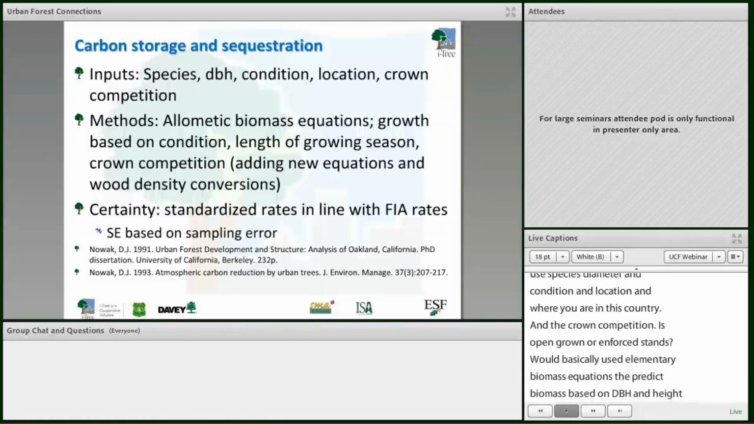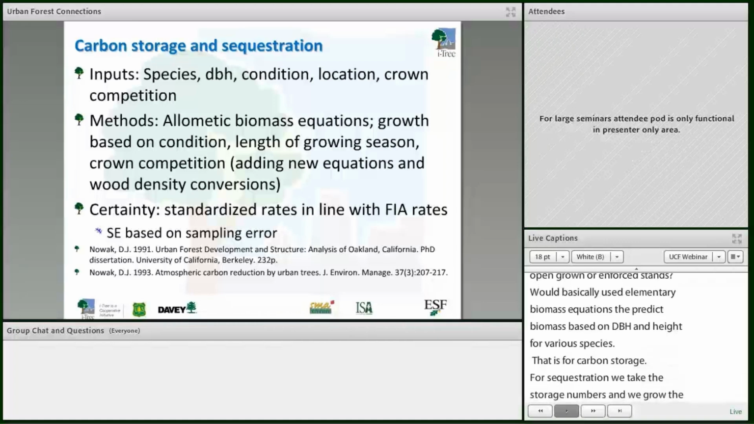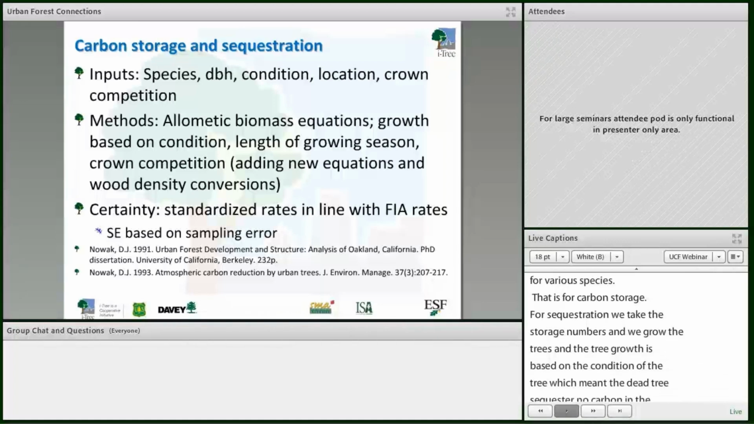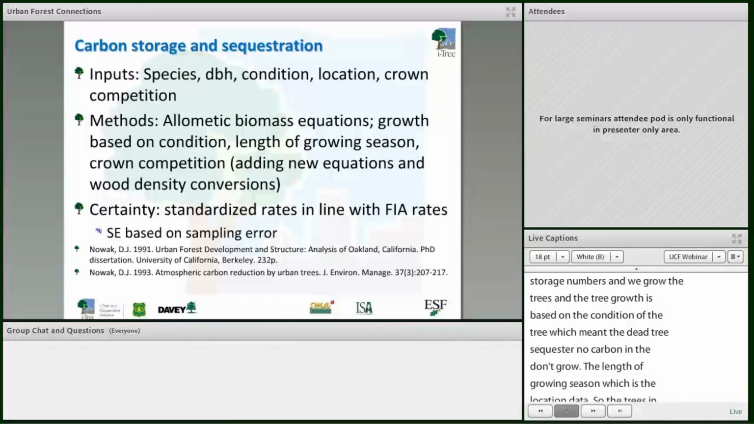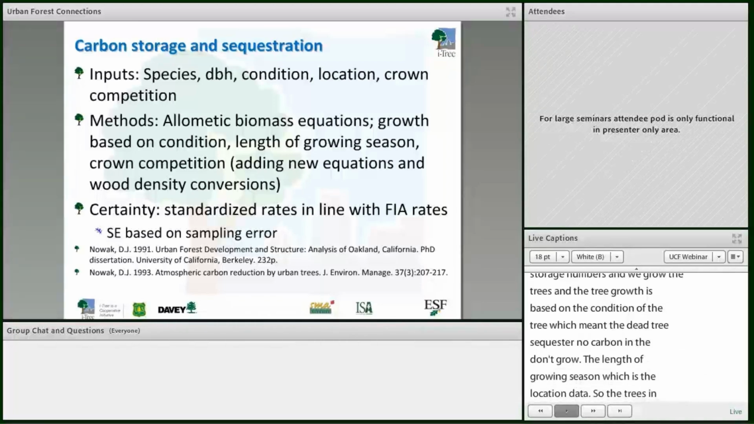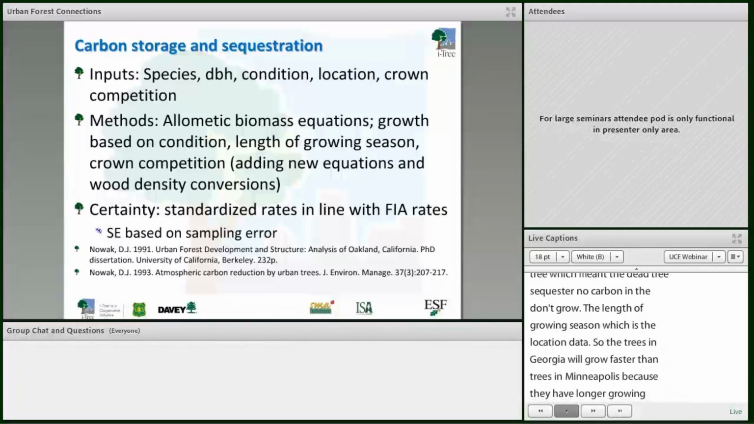That's for carbon storage. For sequestration, we take the storage numbers and we grow the trees. And tree growth is based on the condition of the tree, which means dead trees sequester no carbon, they don't grow. Length of growing season, which is the location data. So trees in Georgia will grow faster than trees in Minneapolis because they have longer growing seasons over for annual rates. And crown competition. So open grown trees will grow faster than trees in closed canopies.